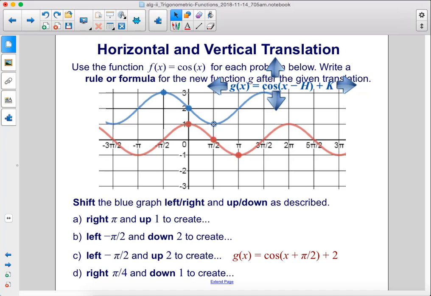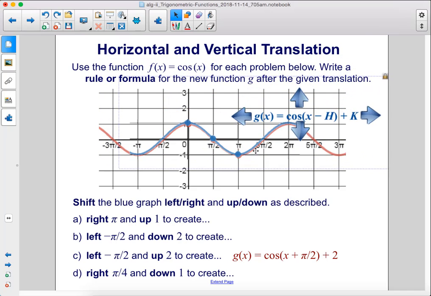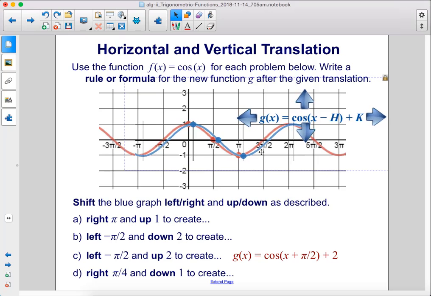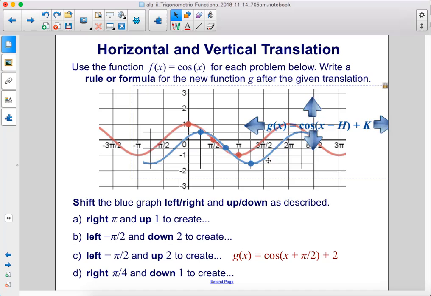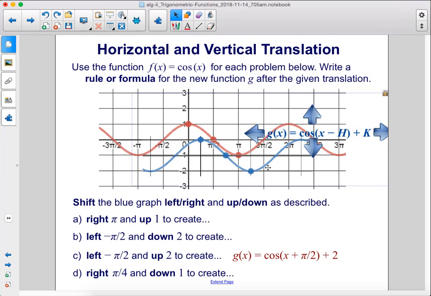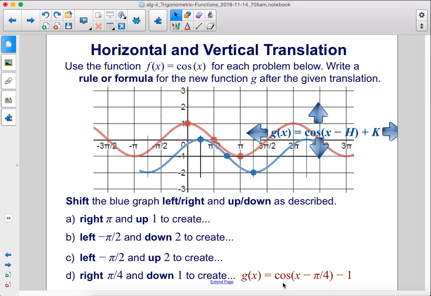Next, we have right pi over 4 and down 1. So we always start back at cosine x. We move to the right pi over 4, so that's half of a box, and then down 1. So there is our new graph. And the new equation is cosine of x minus pi over 4, because we move to the right pi over 4, and then down 1. So we have this minus 1 there.